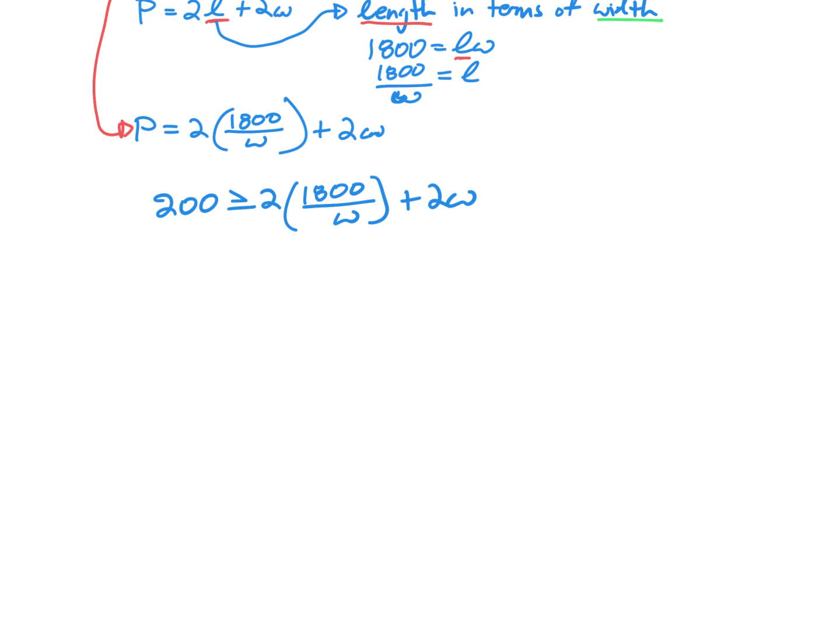Now from this point, I can solve it a variety of ways. One of the ways is I can just graph it, right? So if I graph it, you're going to end up with something that looks a little bit like this, okay? And then I have to label my axes correctly, with this being the width and this being the perimeter.